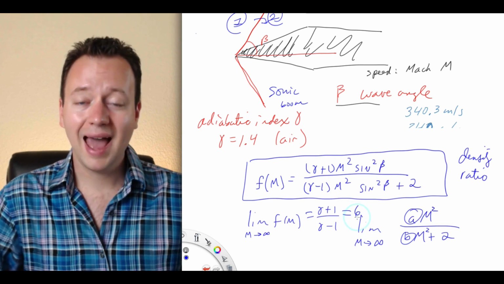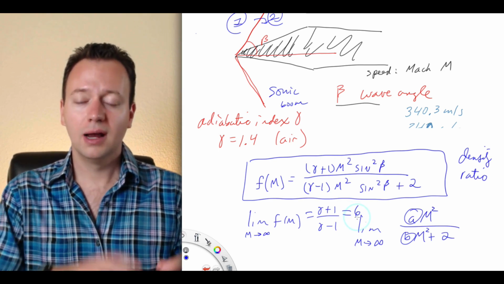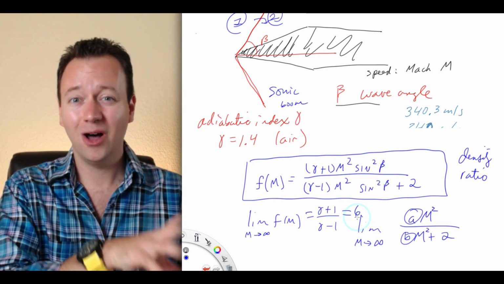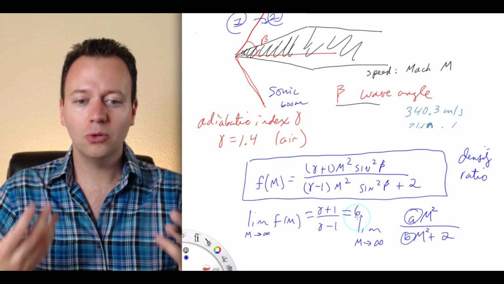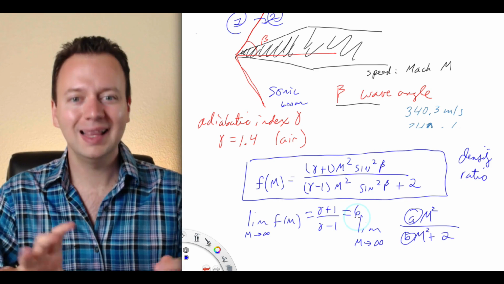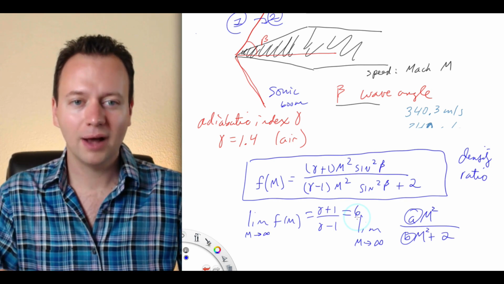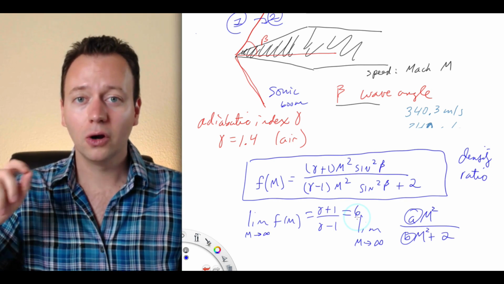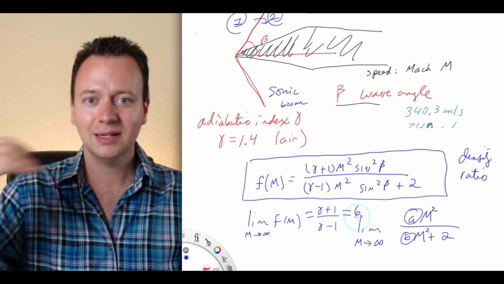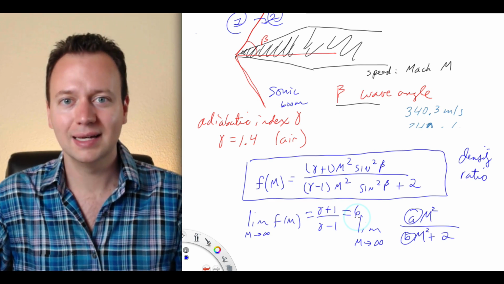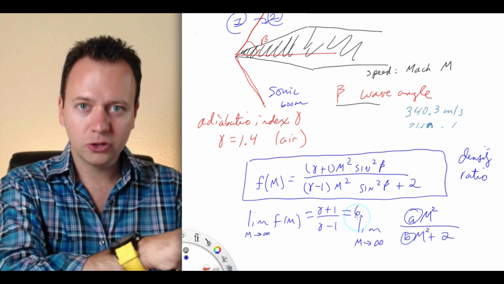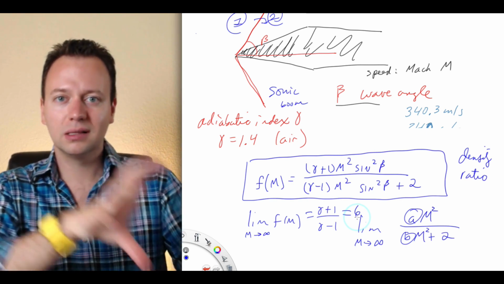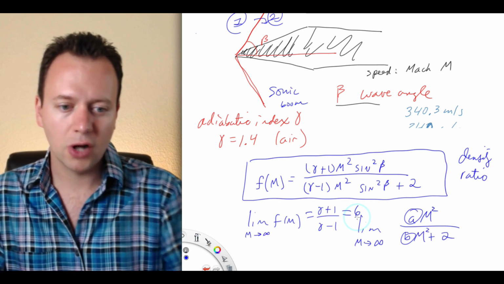So that means as you go faster and faster, there's a theoretical limit on how big of a difference you can have in density. As the Mach number goes to infinity, you're going to level off at a 6-fold increase in density when you move across the shock wave. So the density upstream is going to be 1/6 of the density after the shock wave.